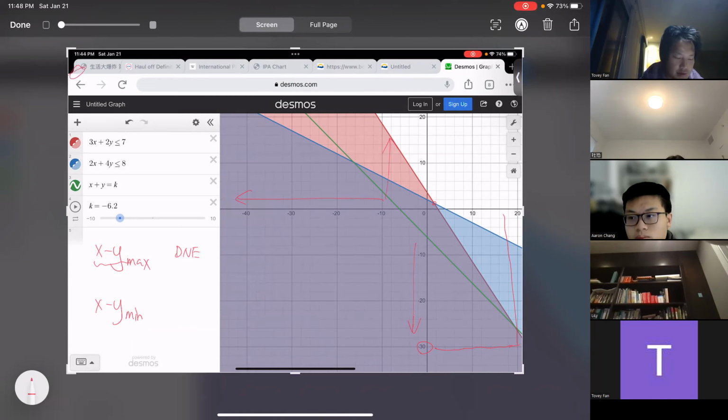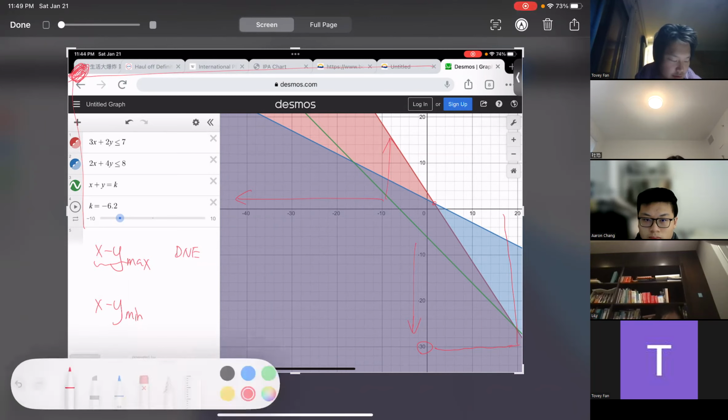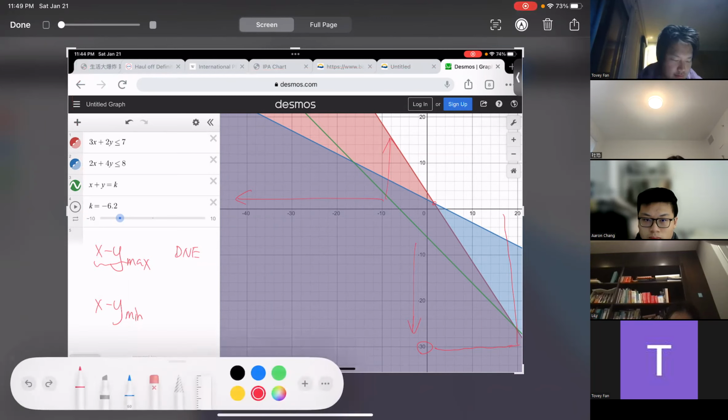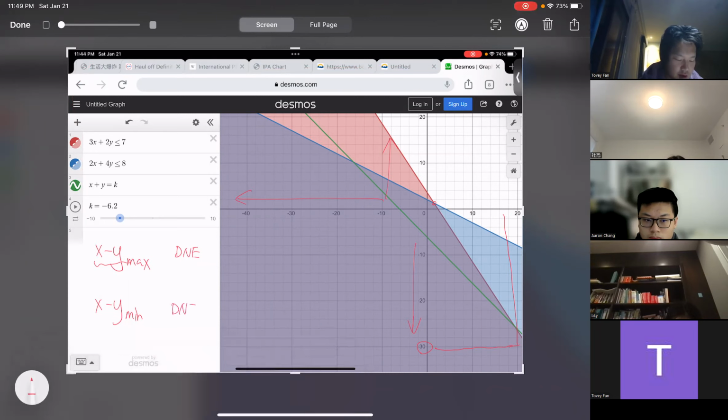So think about a point in the far top left corner, right? If you take a point here, x is going to be very negative and y is going to be very positive. In this case, there's no minimum value. You're going to have negative infinity. So we do not have a maximum or minimum value for x minus y. That's how to think about it. So you don't have to draw x minus y equals k.